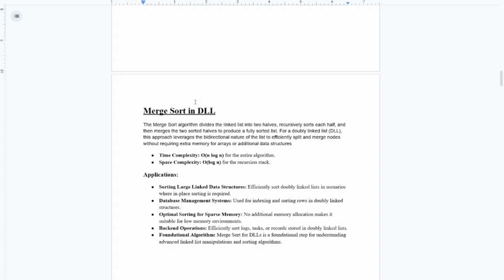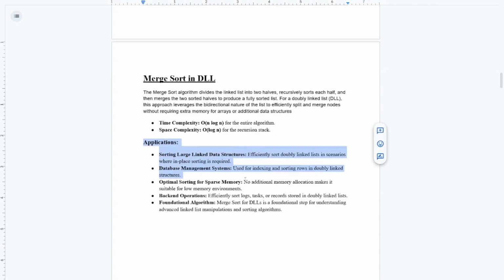Okay, similarly we will do over here also, and then that would give a time complexity of n log n in case of any approach for linked list, doubly linked list, arrays, anything, and space complexity of log n for recursion stack. Okay, so we'll use recursion over here, and then applications could be like these: sorting large linked data structures, database management system, optimal sorting for sparse memory, backend operations, and foundation algorithms. You can give a read.